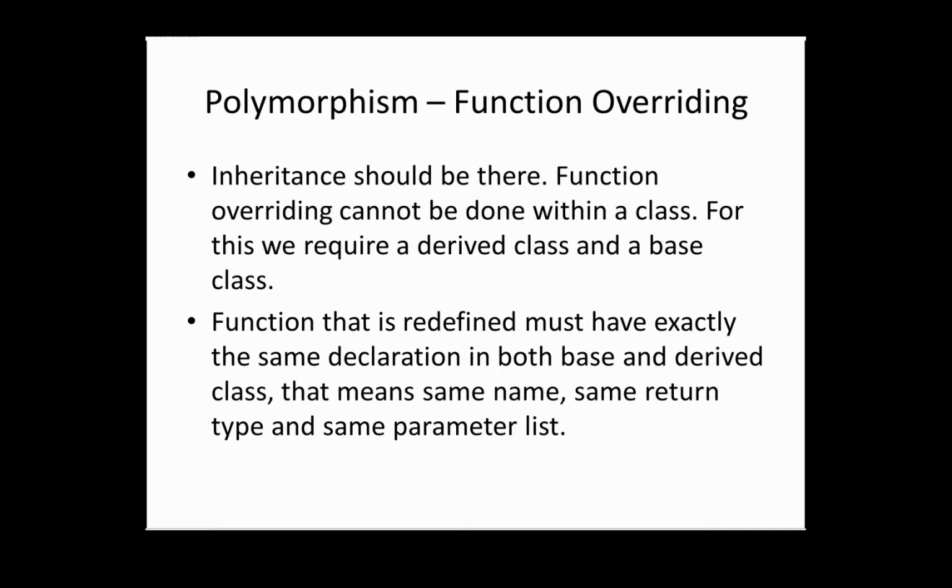which means that we are going to have two classes, and the one is going to be derived from the other one, and in these two classes we are going to have functions that are named the same. So the requirements for using polymorphism: inheritance should be there, definitely. Function overriding cannot be done within a class. For this we require a derived class and a base class.